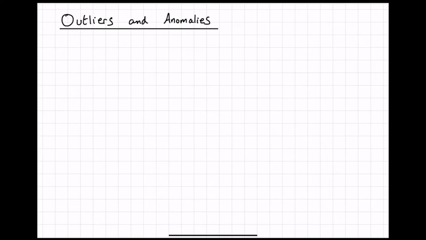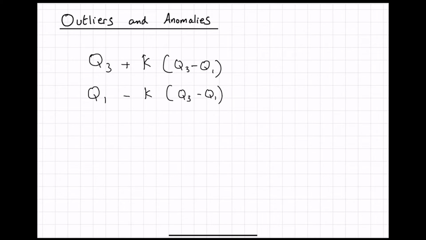So let's talk about the statistical definition of what an outlier is. There are different ways you can define it, but the way that we do it in stats is usually this: if you take your third quartile and add on k lots of the interquartile range, that's Q3 minus Q1, then anything which is more than that is considered an outlier. And if you take your lower quartile and take away k lots of the interquartile range, anything below that is also considered an anomaly.